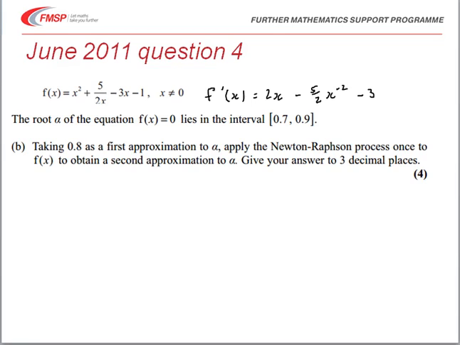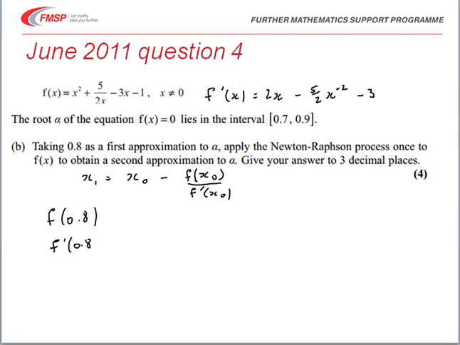In part B of the question we're asked to use the Newton-Raphson process. Now you can look this up, but it will tell us that an approximation x1 will come from x0, the first approximation, minus f of x0 divided by f dashed of x0. So we need to take our value x0 of 0.8 and calculate f of 0.8 and f dashed of 0.8.